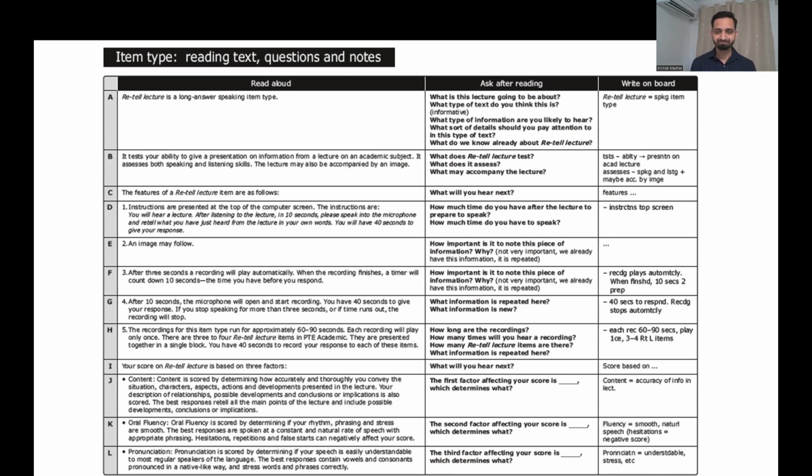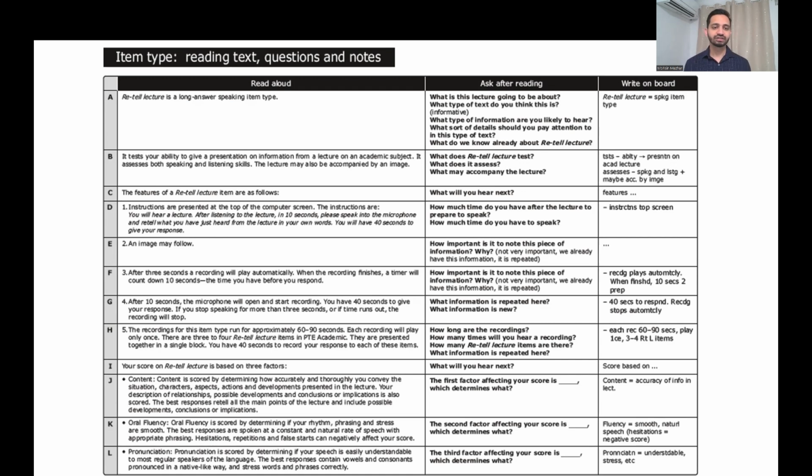Now let's talk about F. Number 3, after these 3 seconds, a recording will play automatically. When the recording finishes, a timer will count down 10 seconds, the time you have before you respond. How important is it to note this piece of information, and why? Not very important. We already have this information. It is repeated. Recording plays automatically. When finished, 10 seconds, 2 seconds to prepare, sorry. So 2, you can also write 2. This is just short handwriting, and we'll discuss that later on.